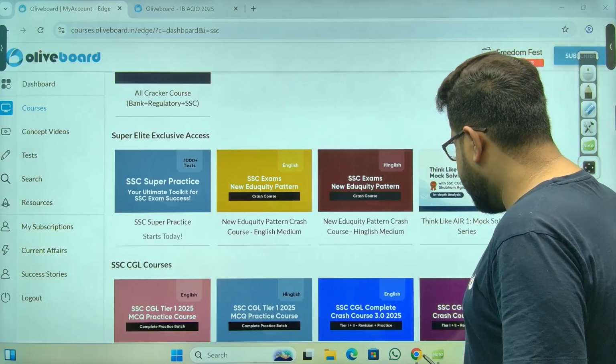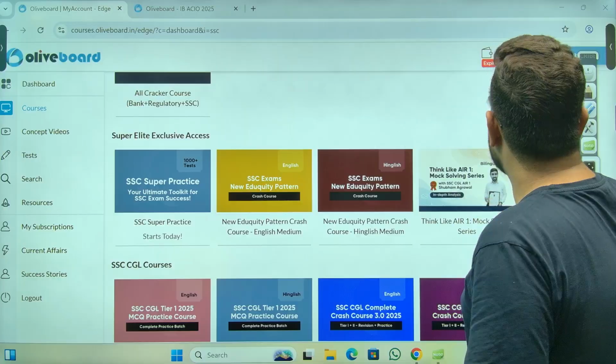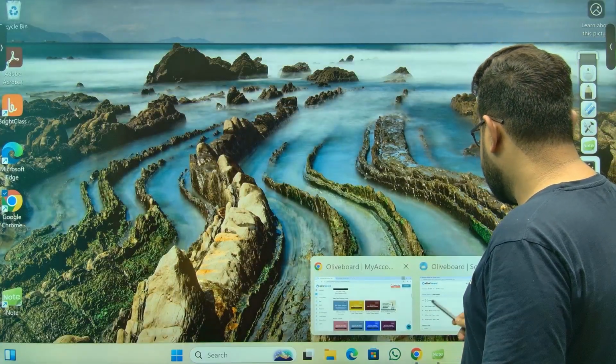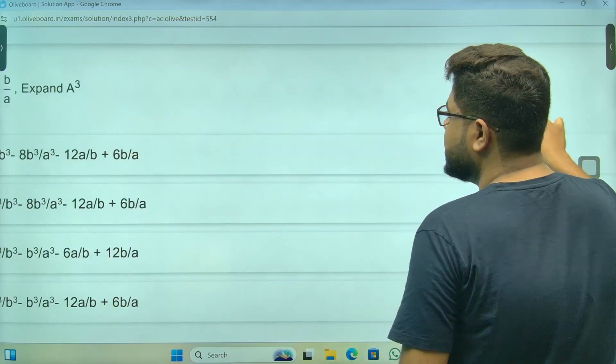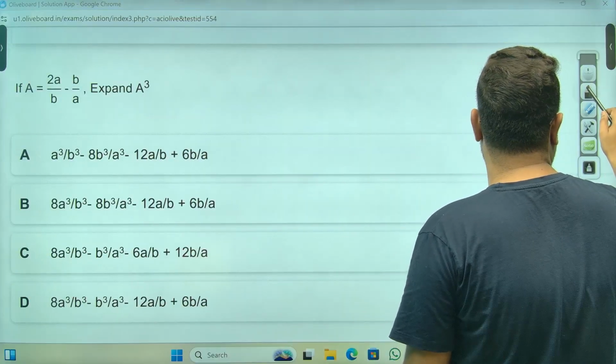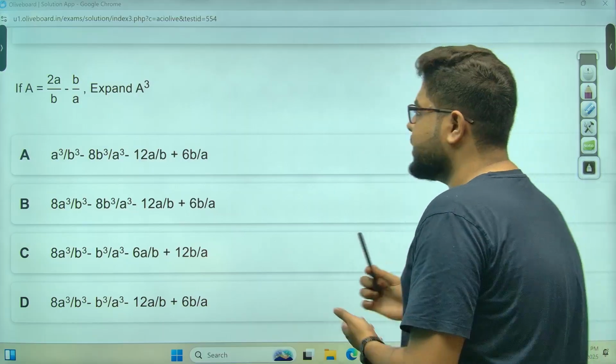Now, with that being out of the way, let us focus solely on our live mock solution. So this will be the first question of the day of this week's mock. Chalo sir, let's try this.